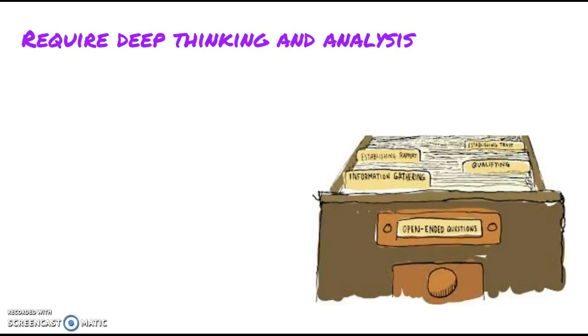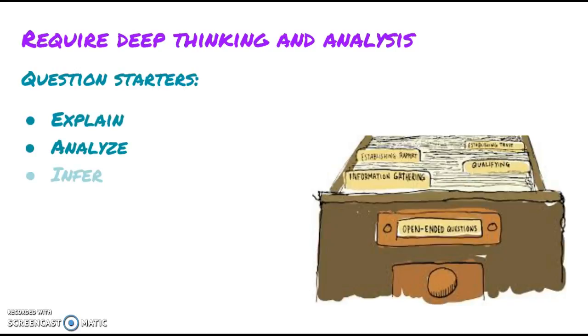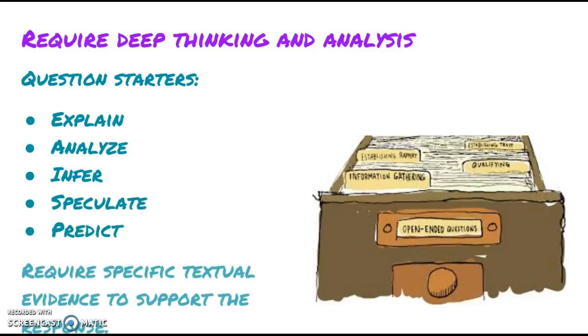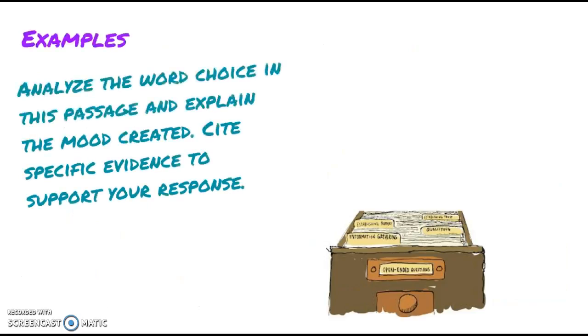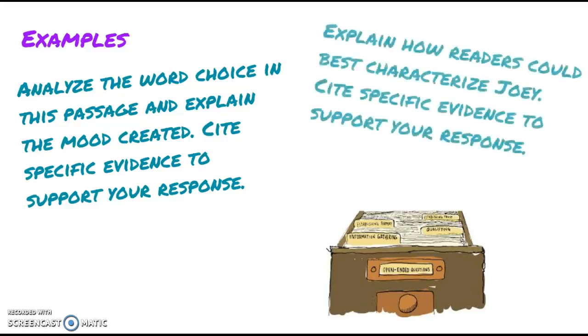So here's some keywords that you could start, sentence starters, question starters, we'll actually call it. Explain, analyze, infer, speculate, predict. So require specific textual evidence to support the response. Here are some examples, which you can come back to this video, or I'll keep up on the board as we work today. Analyze the word choice in this passage and explain the mood that's created. Cite specific evidence to support your response. Explain how readers could best characterize Joey. Cite specific evidence to support your response. Questions like this. Predict what will happen next in the story. Cite evidence to support your response.